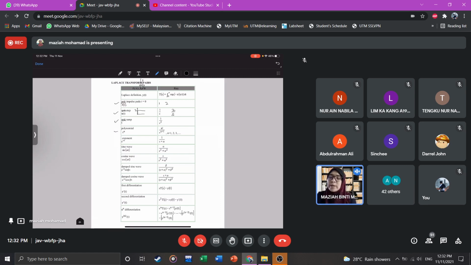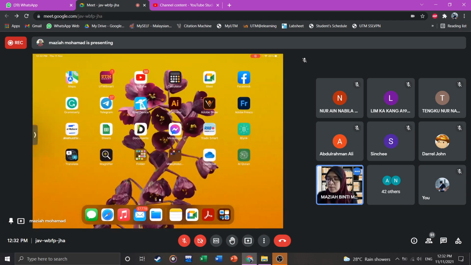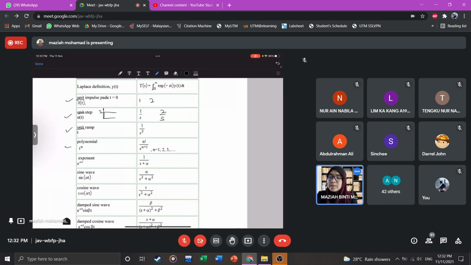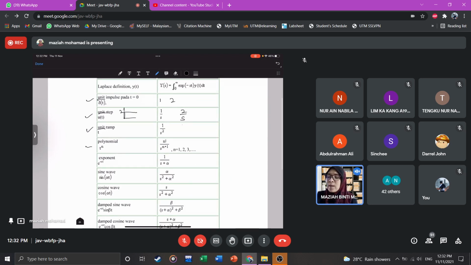The same goes for the unit ramp. If it is a unit ramp, 1 over s square. If it is not unit, if there is some value, then you can have 2 over s square. And then you also have the polynomial form. Then this is the Laplace for the polynomial form. That is something not very common. This part is a very common part that we are going to use.